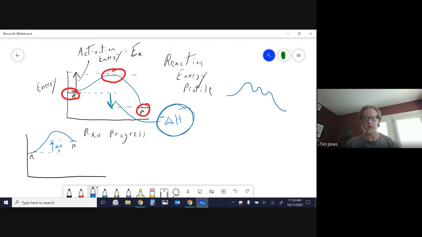And that should be enough for this for now. Like I said, we will go into more detail on this when it is appropriate, and we'll talk about things like catalysts and things related to that.